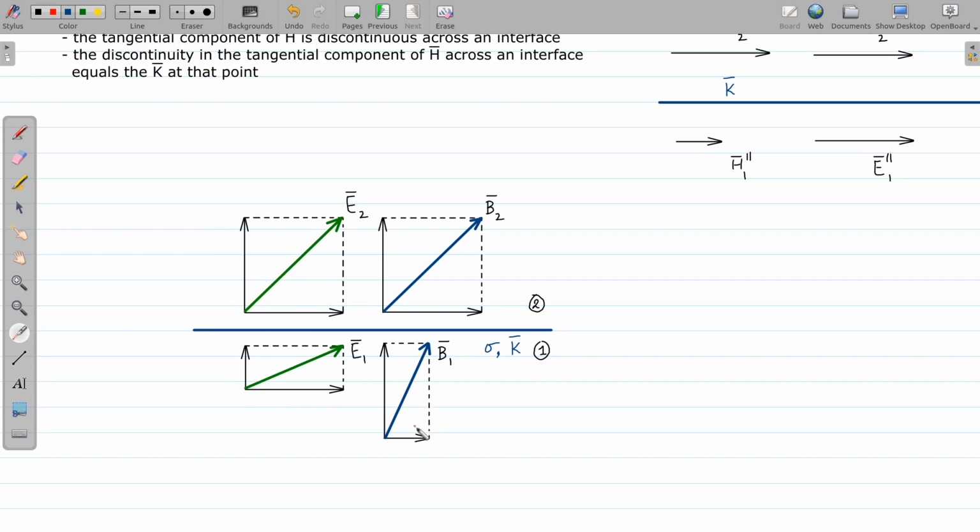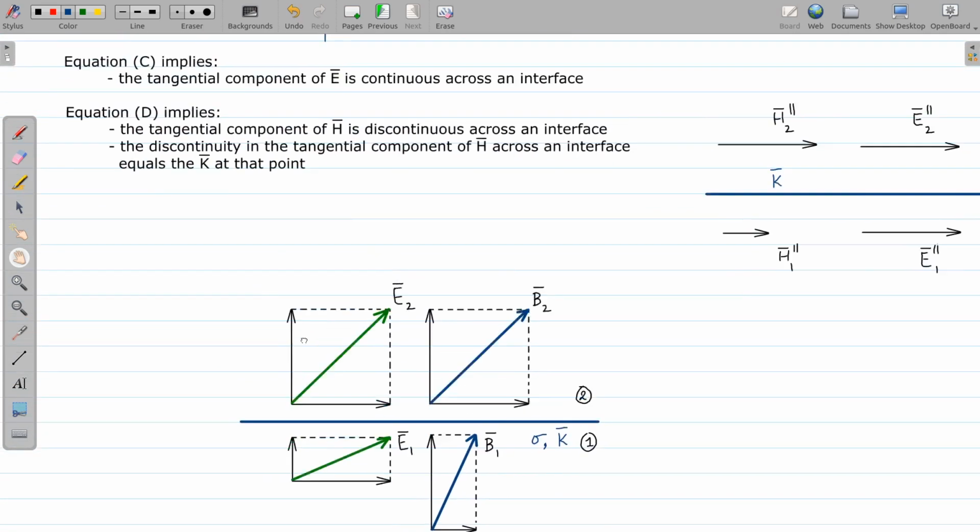For the magnetic field, the normal component remains the same from one medium to another, so the normal component is continuous, but the tangential component is discontinuous. This discontinuity in the tangential component depends on K. When you combine these two components, this is how the total magnetic field is going to look in this medium.